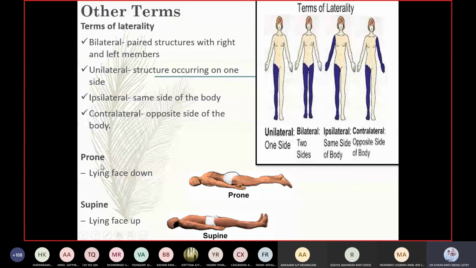Then prone is where you lie facing down, and supine position is facing up.